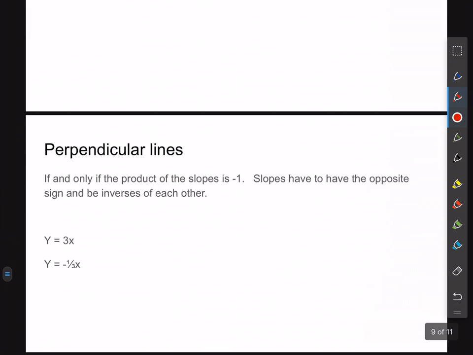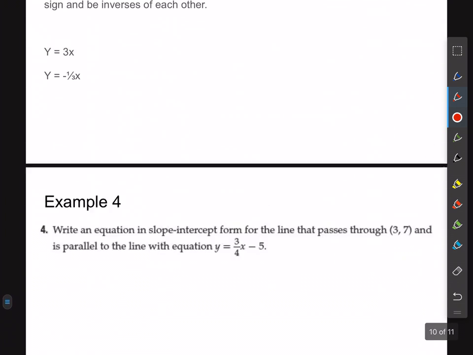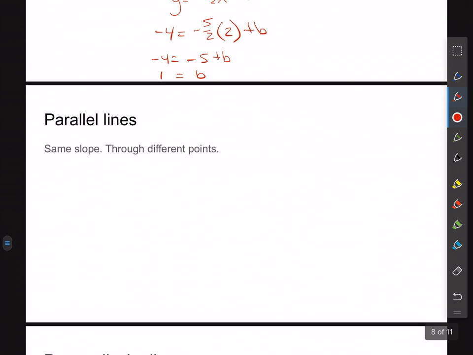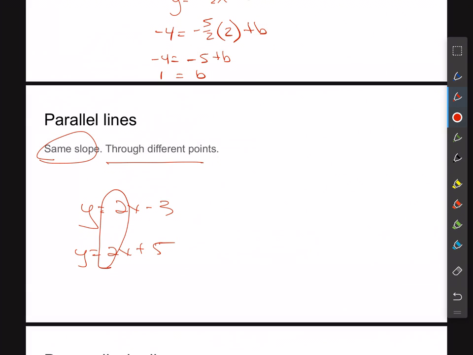Real quick, guys, we're going to talk about parallel and perpendicular lines, and then we'll do an example, and then we'll be done. So parallel lines, all you've got to remember is it's the same slope through different points. So if I have y equals 2x minus 3 and y equals 2x plus 5, these are parallel because we have the same slope, different y-intercepts. So I can identify that right off the bat.